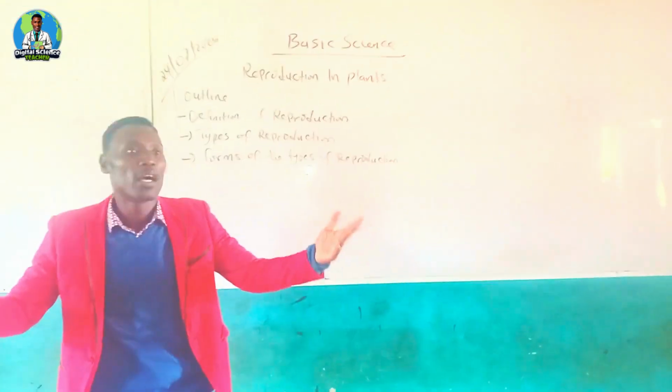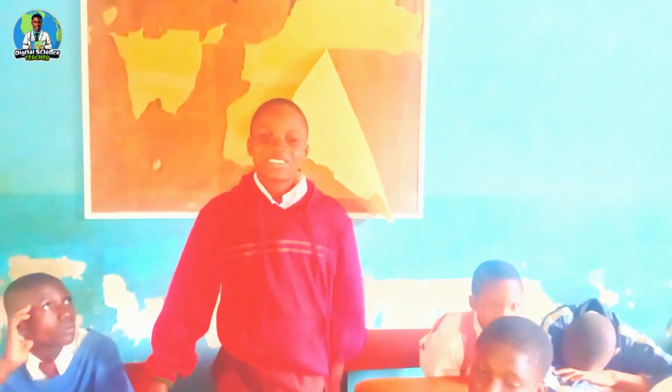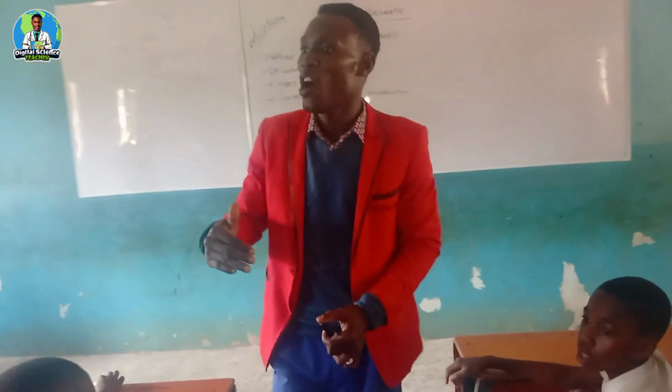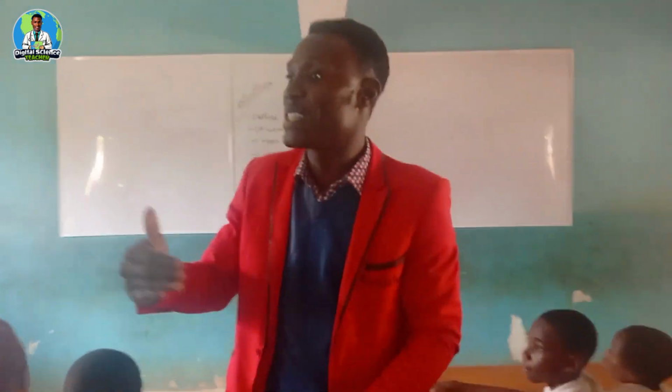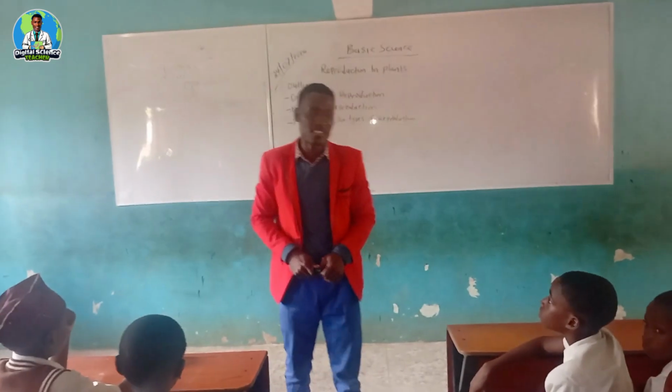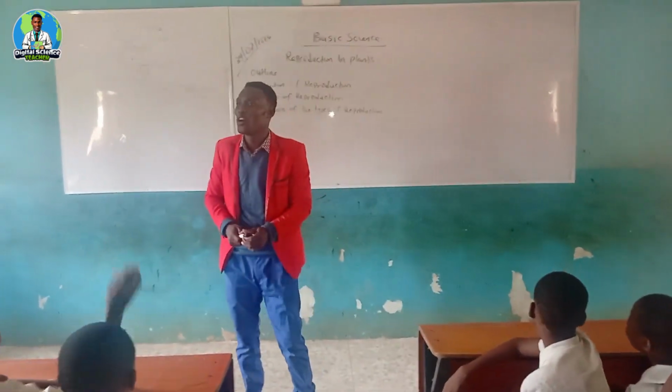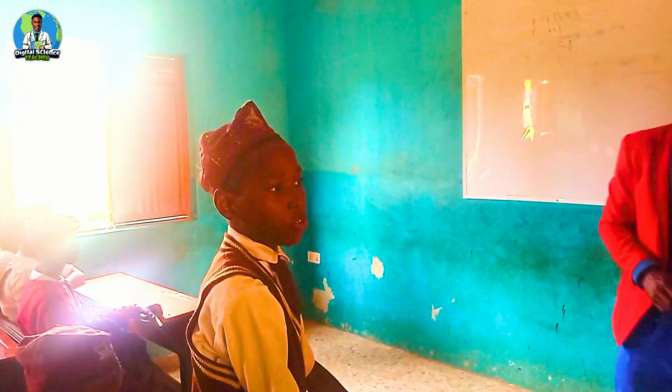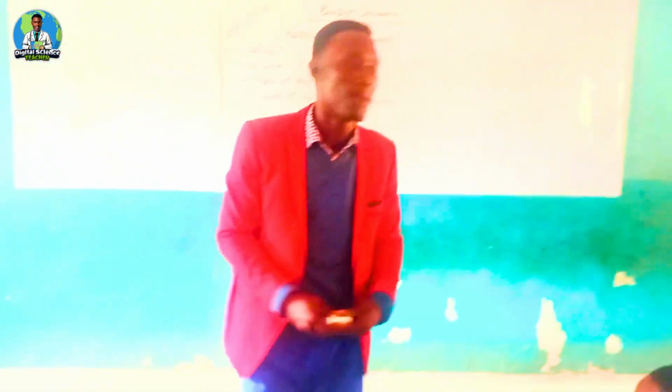So anyone? Reproduction. Emmanuel. Reproduction can be defined. Louder, please. Reproduction can be defined as the act of giving birth to young ones of its kind. Reproduction is the process of producing young ones of the same kind. Alright, that's brilliant. So what are the types of reproduction? Asexual reproduction. Asexual and sexual reproduction. Please, a round of applause.